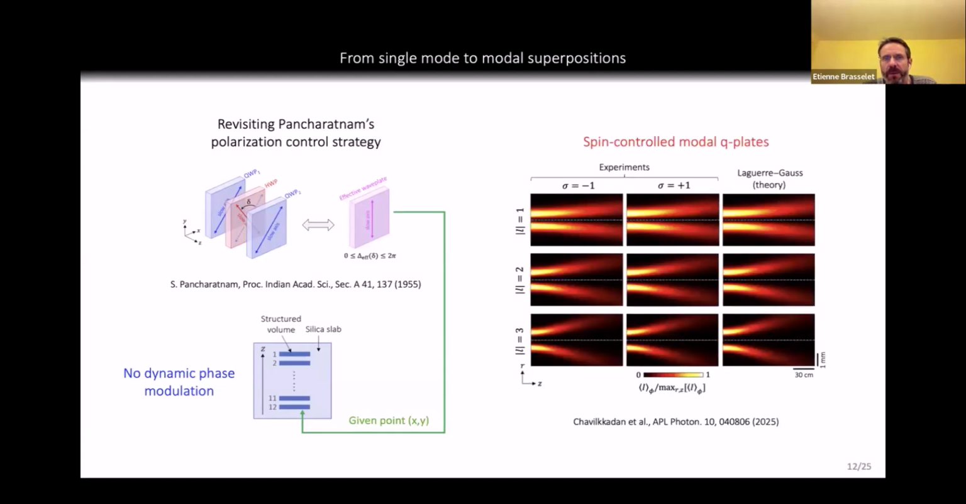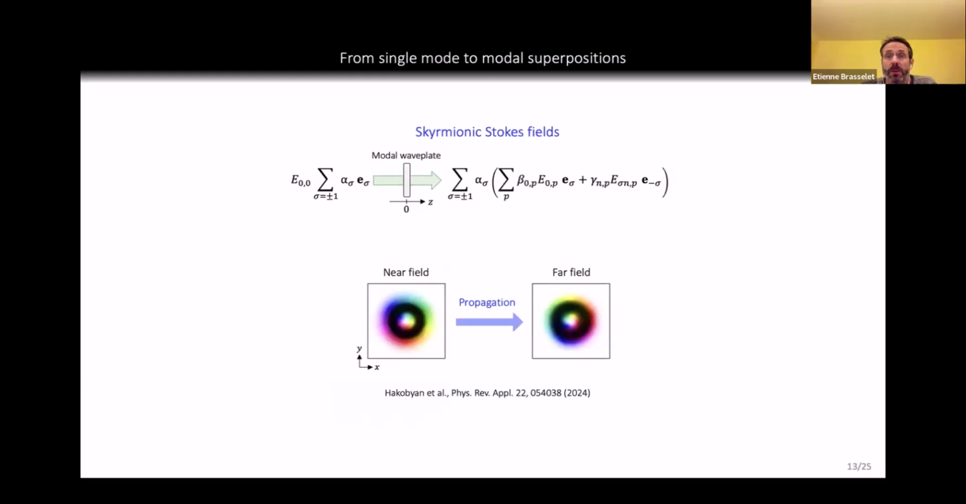So with this strategy, the multi-retarder strategy, you can obtain fully spin-controlled modal Q-plates, as just reported earlier, where you can see here for either left or right incident circular Gaussian beam input, you obtain as an output modal pure Laguerre-Gauss beams. Whatever the charge, you just need to have the corresponding design, and that fits well with the Laguerre-Gauss shaping. So the next step is to use this for Skyrmionic beam shaping. So the idea is to combine designs to have the appropriate modal superposition, and then to have a Skyrmionic field that could propagate ideally from the near field to the far field.